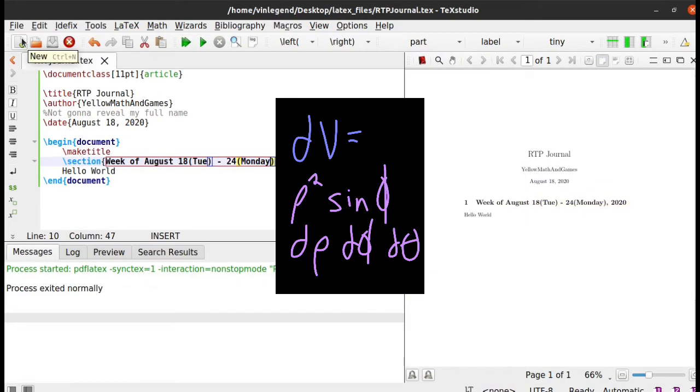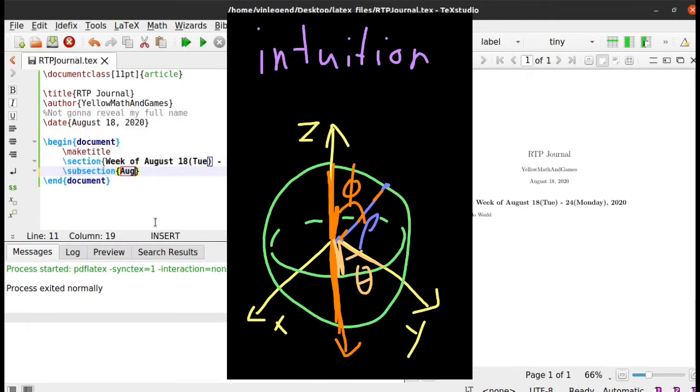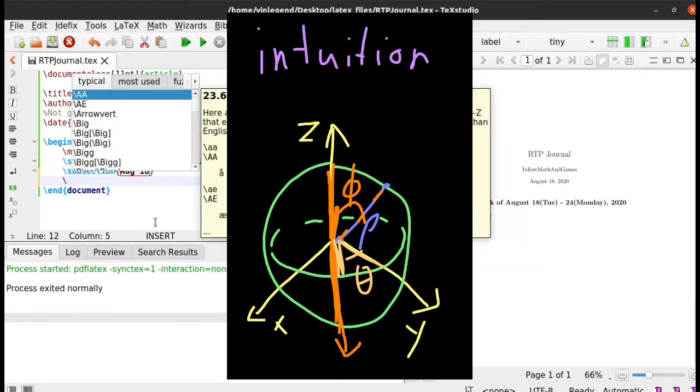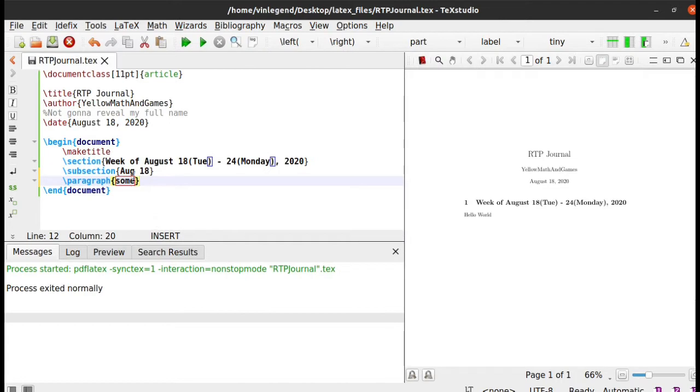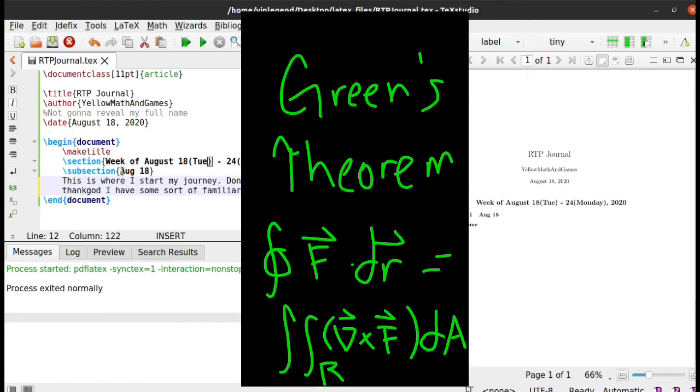Unlike before, when I took my first Calc 3 course. I should also mention that I kind of made a boo-boo when I was typing in LaTeX. I just messed up Green's theorem, so don't flame me in the comment section.